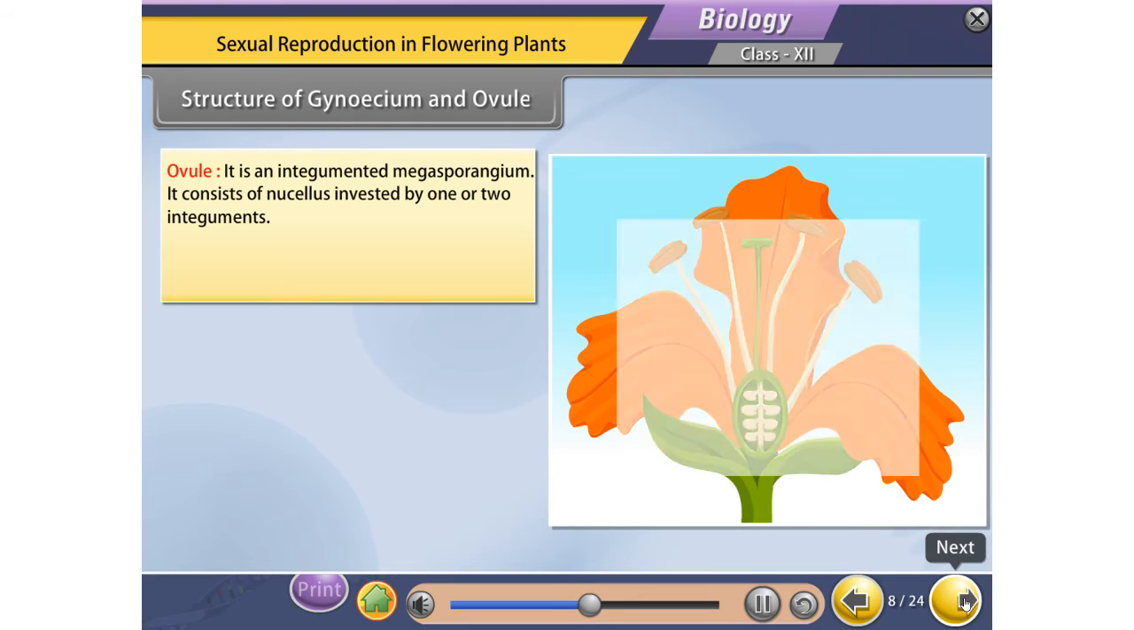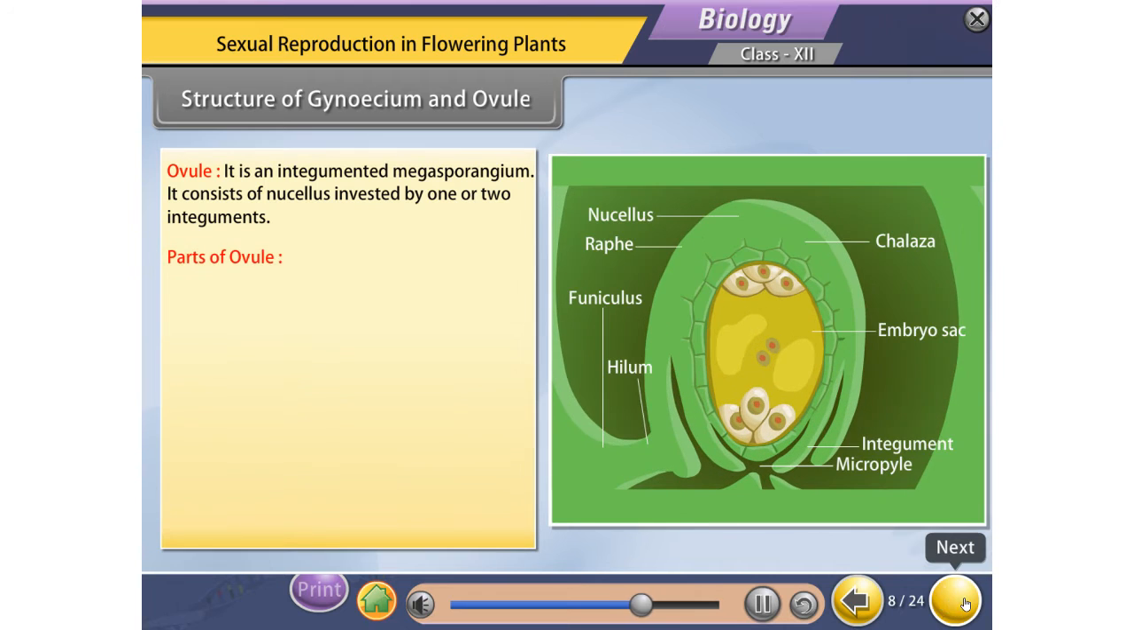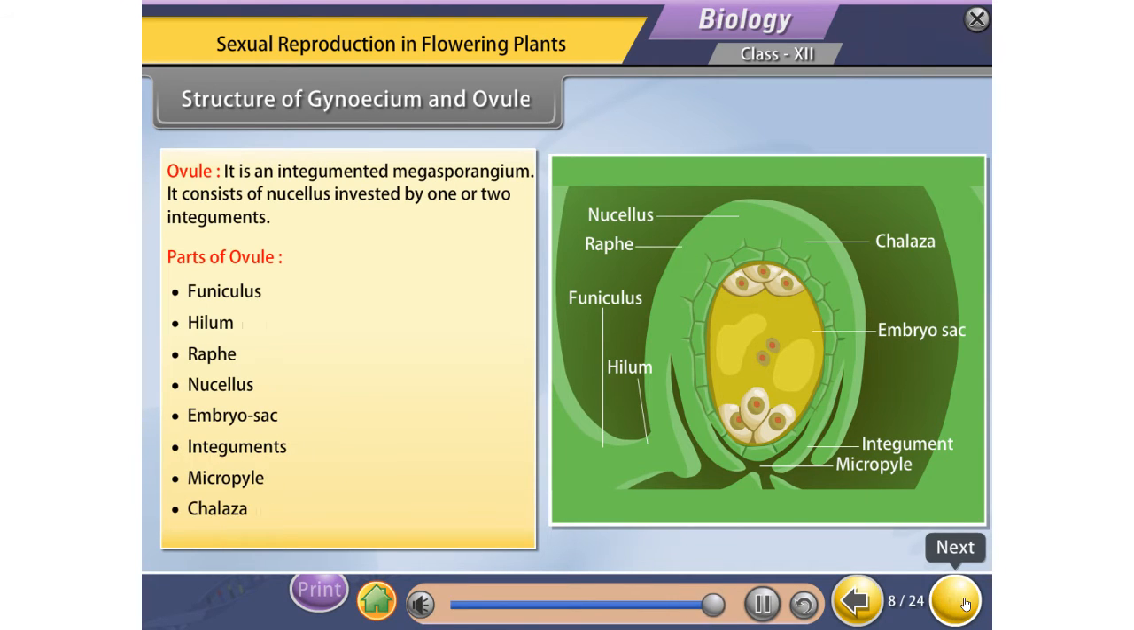Ovule. Ovule is an integumented megasporangium. It consists of nucellus invested by one or two integuments. Parts of ovule: funiculus, hilum, raphe, nucellus, embryo sac, integuments, micropyle, chalaza.